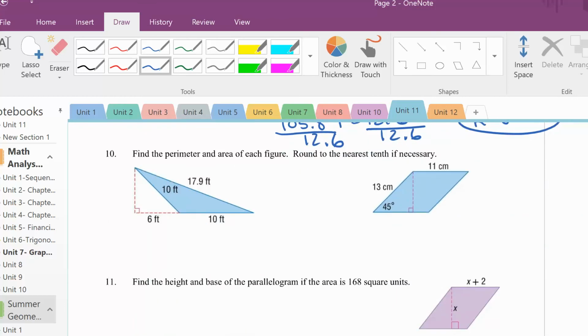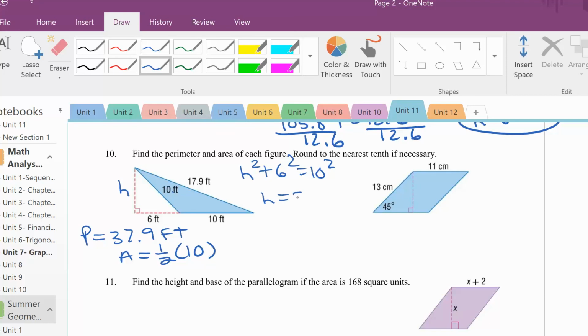Number 10, so it says find the perimeter and area of each figure. Well, number 10, the perimeter is 10 plus 10 plus 17.9, so it's 37.9 feet. The area of the triangle is equal to 1/2 the base, which is 10, times the height. Well, we need to find the height, and the height is right here, so you have to do the Pythagorean theorem. And when you do that, you get that the height is 8.